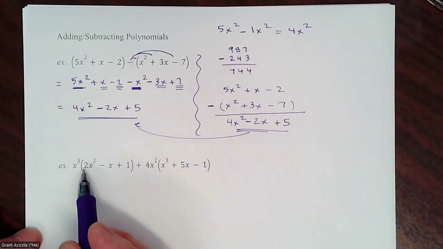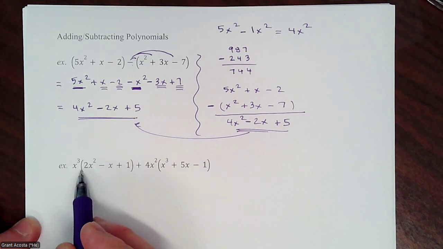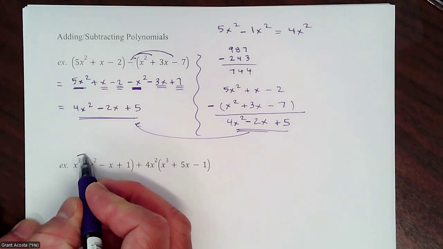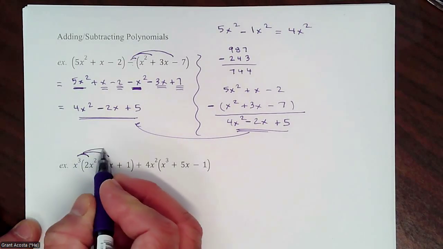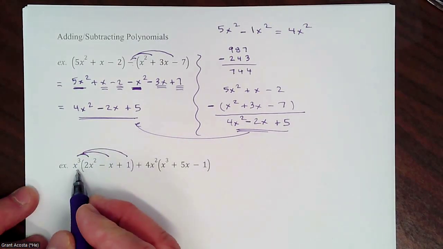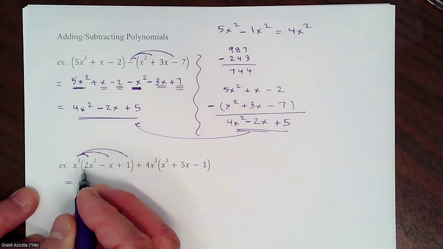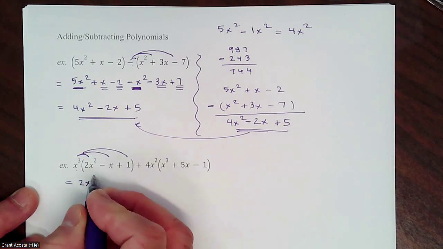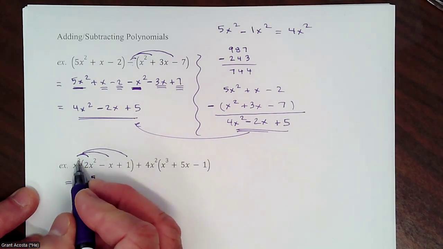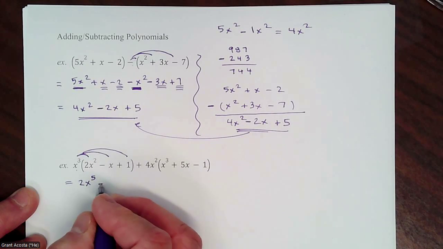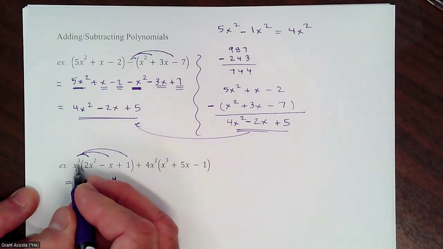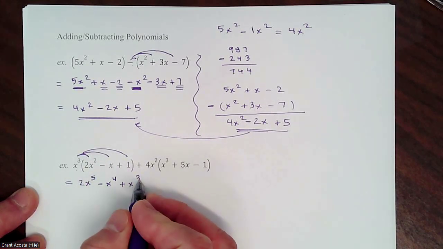Okay, so for this one, adding and subtracting, but we should multiply first. And this is just distributing. We've done this before on a previous homework. So if I distribute this x cubed, what are we going to do with the exponents? I'm going to add those, because we're multiplying. So that's going to give me 2x to the 5th. x cubed times -x is minus x to the 4th. x cubed times +1 is plus x cubed.